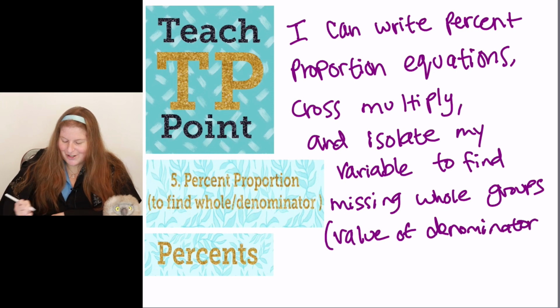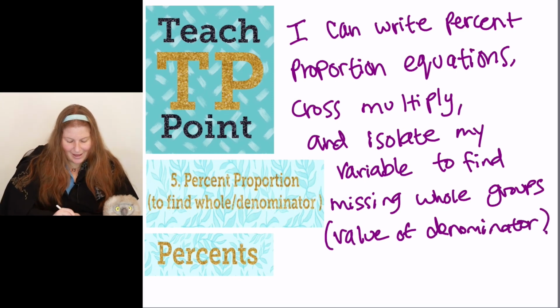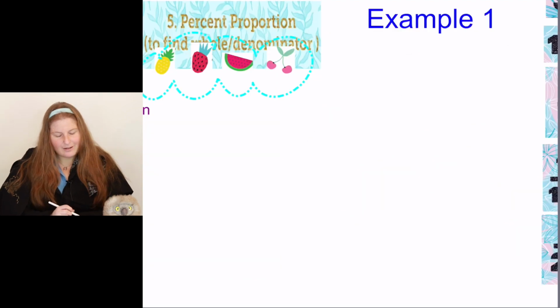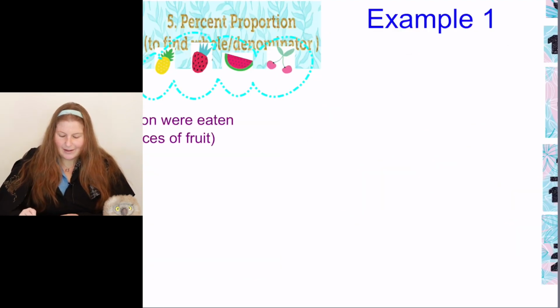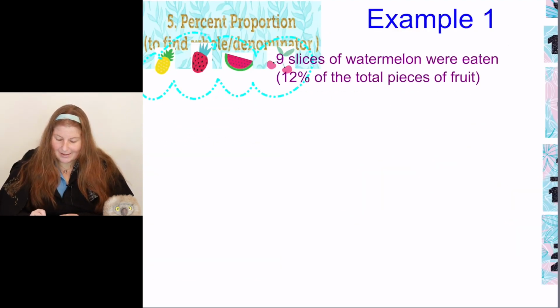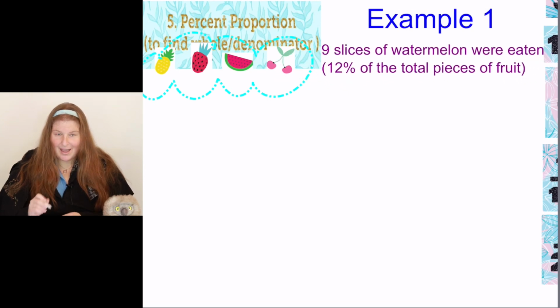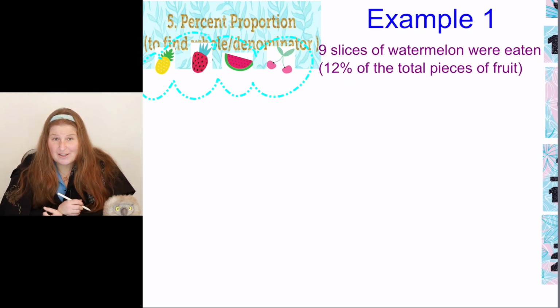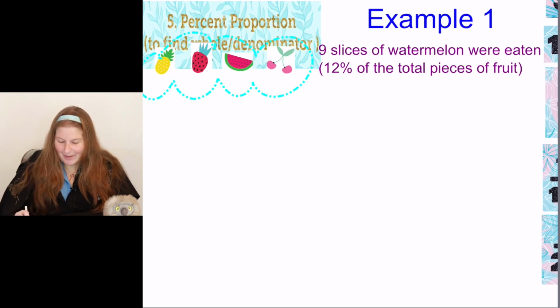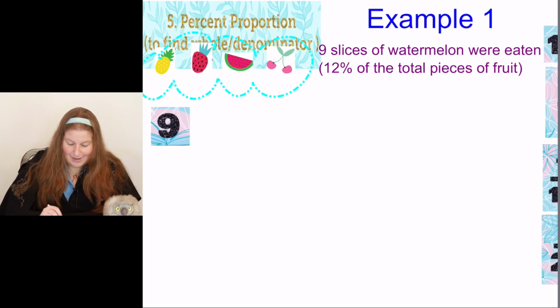in my equation. In our first example today, I see some fruit. It looks like 9 slices of watermelon were eaten, and those 9 slices of watermelon represent 12% of the total pieces of fruit. So let's look at what I know.